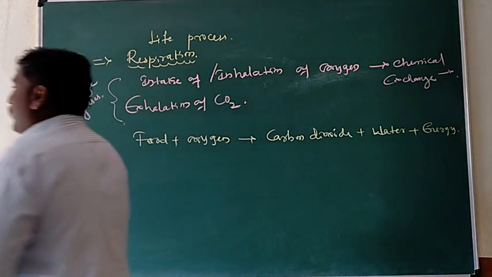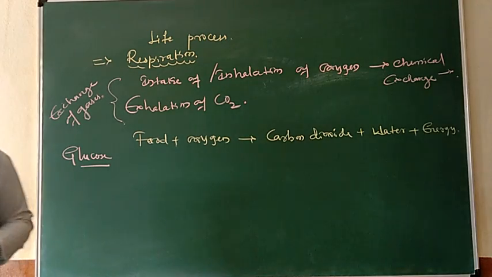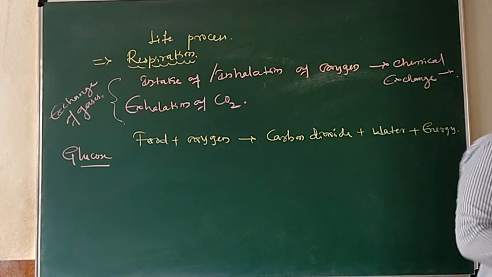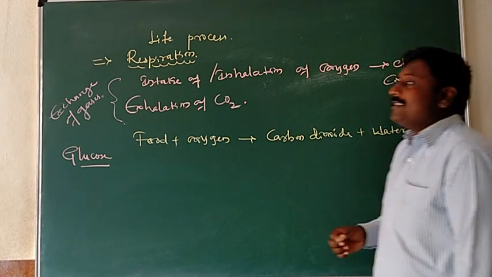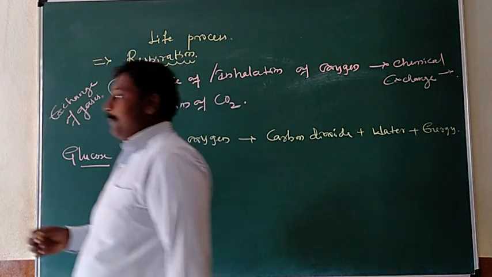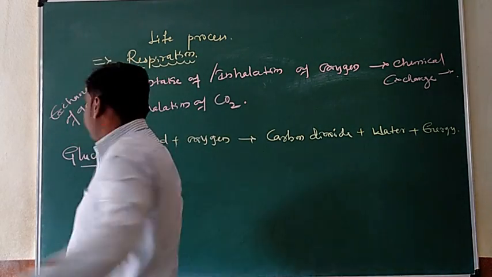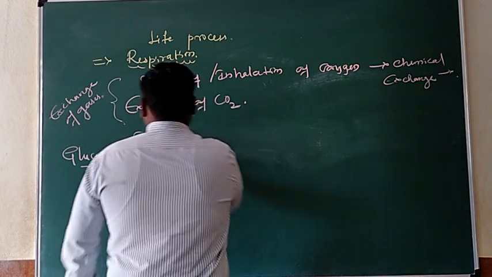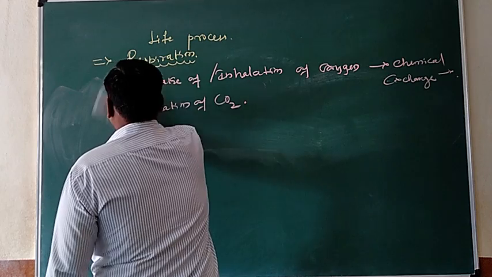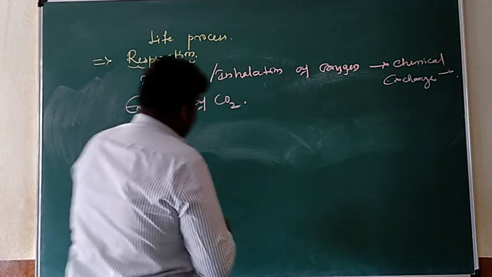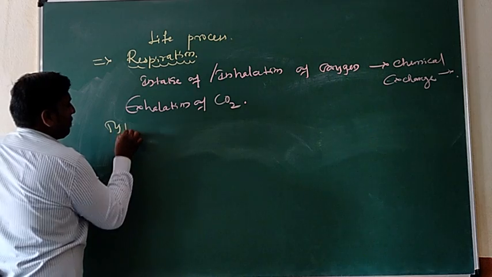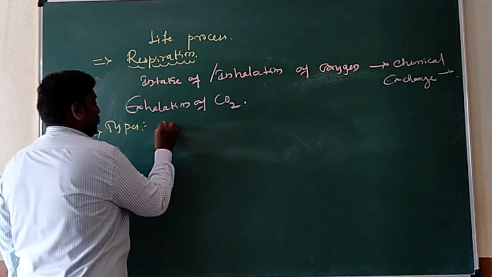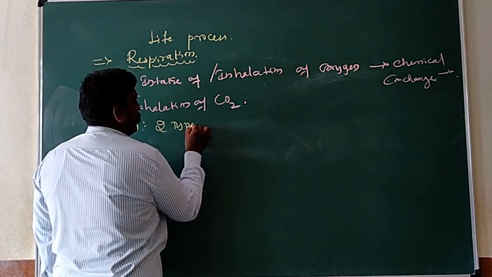Yes, my dear students, there are two types of respiration processes that take place. The first one is termed as what? Aerobic type of respiration, and the second one is anaerobic type of respiration. There are totally 2 types of respirations. How many types? 2 types.